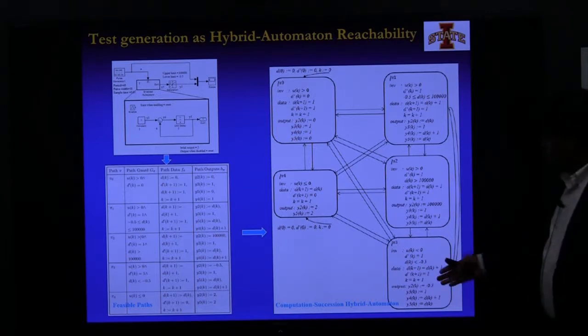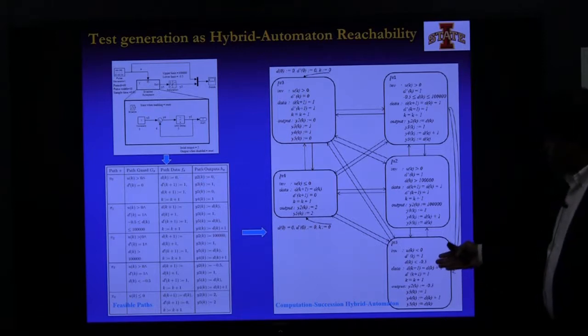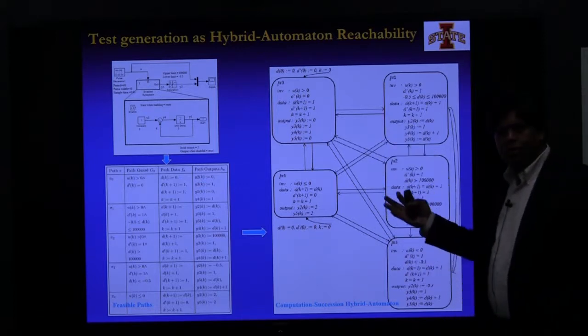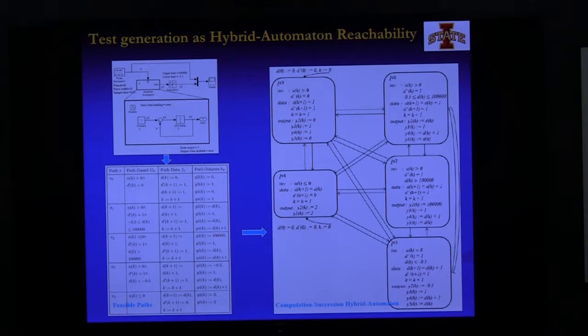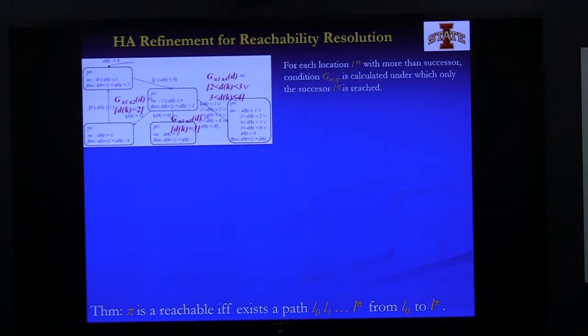So the question really boils down to whether a certain path can be executed, so that you can have a test case for it. Then it has to be reachable in this discrete time hybrid automaton. So generating a test boils down to a reachability problem, and that's in general an undecidable problem for the real valued case, but we can resolve reachability.